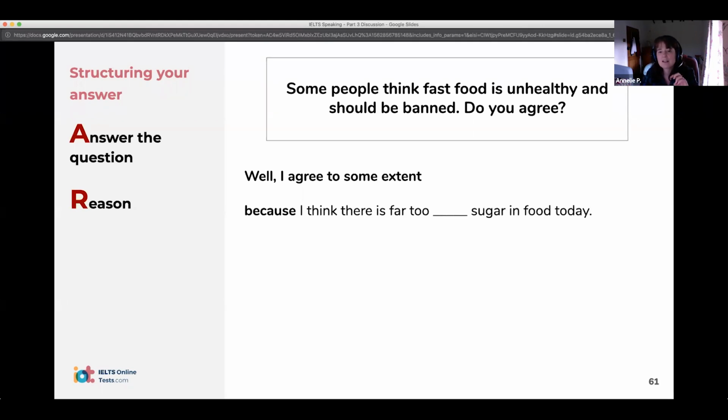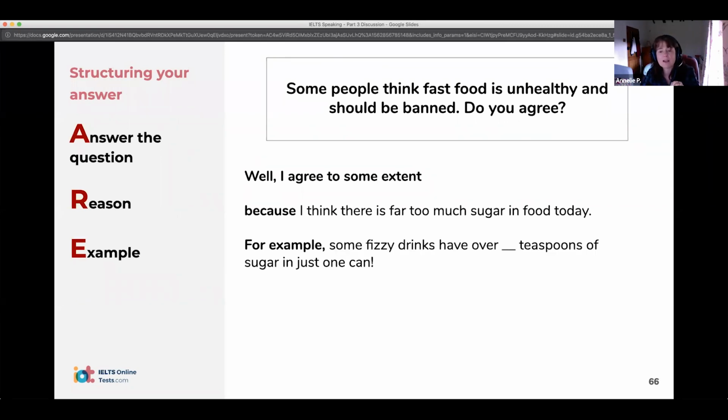There is far too, what's our missing word here? Very good. Absolutely. And then you give a specific example. In this case, we would say for example. So we're using these phrases all the way through, not just to introduce the answer, but to introduce each part of the answer. Could be for instance as well. Works very well when you're speaking.